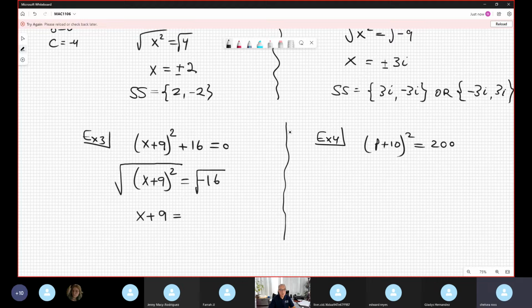And we have here plus or minus. Don't forget this, please. And this is 4i. Yes or no? Now the solution is I move 9 to the other side: minus 9 plus or minus 4i.